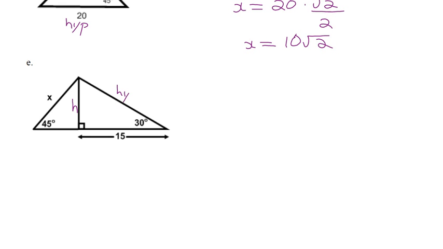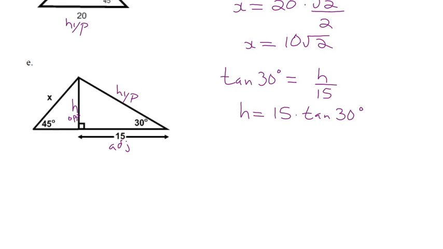This is the hypotenuse. This is opposite. It's actually opposite the 45 and the 30, so that's kind of nice. I can just label it once. And this is adjacent. So which ratio are we going to use to solve for h? The tan of what? 30. Okay, so tan of 30 is opposite over adjacent. So it's 15 times tan 30. What is the tan of 30? Root 3 over 3.